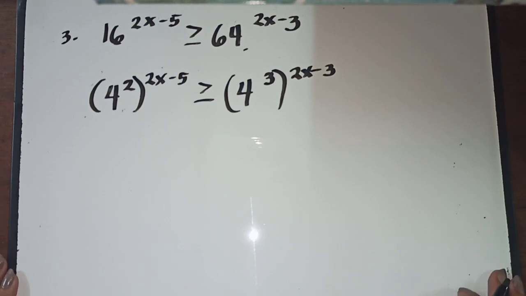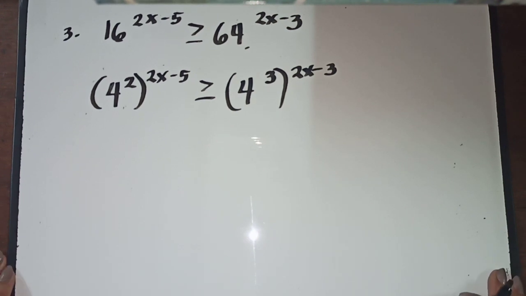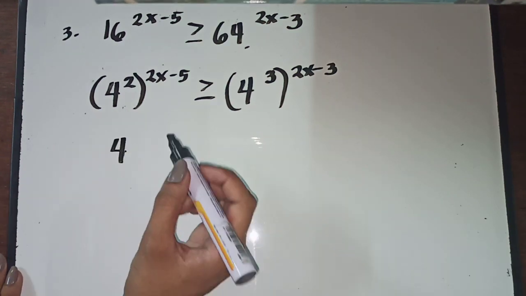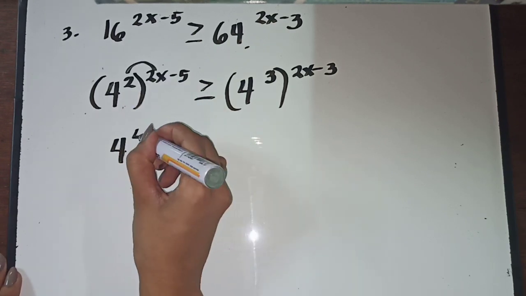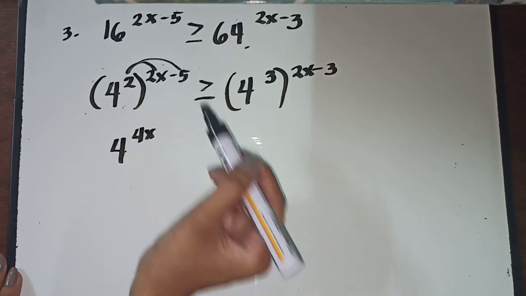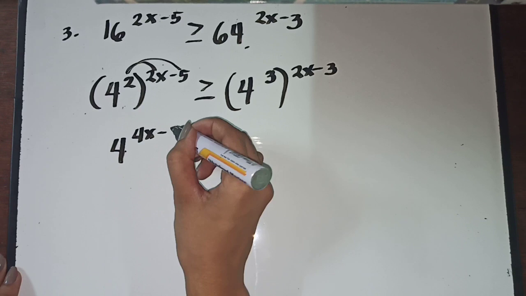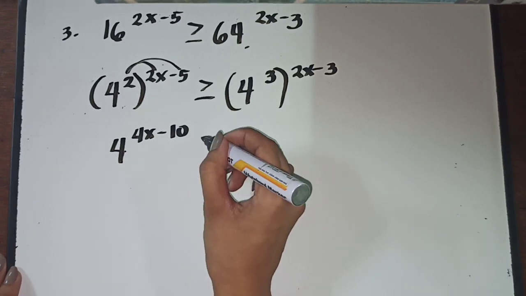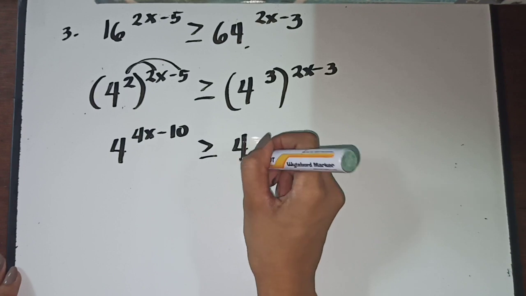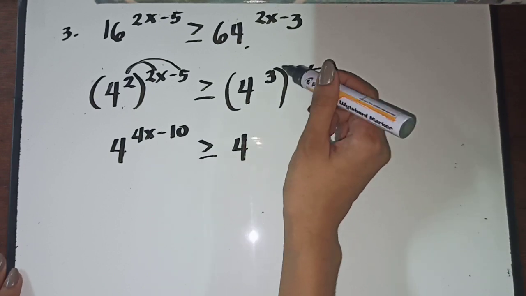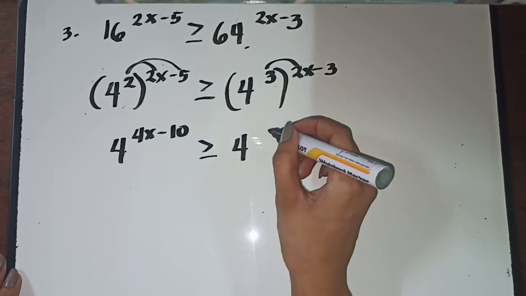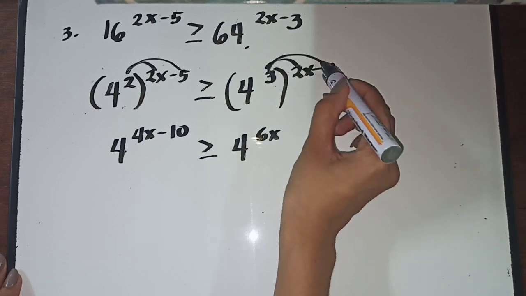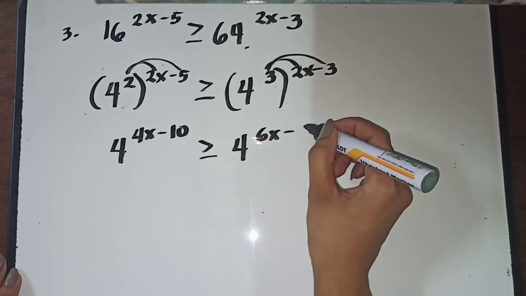Okay, so next, apply the law of exponent: multiply the exponent. So copy the base and multiply the exponent. 2 multiplied by 2x minus 5. So 2 multiplied by 2x is 4x. And 2 multiplied by negative 5, so that is negative 10. Your inequality is greater than or equal. Copy the base, which is 4. Multiply the exponent. So 3 multiplied by 2x minus 3. So 3 multiplied by 2x is 6x. And 3 multiplied by negative 3 is negative 9.